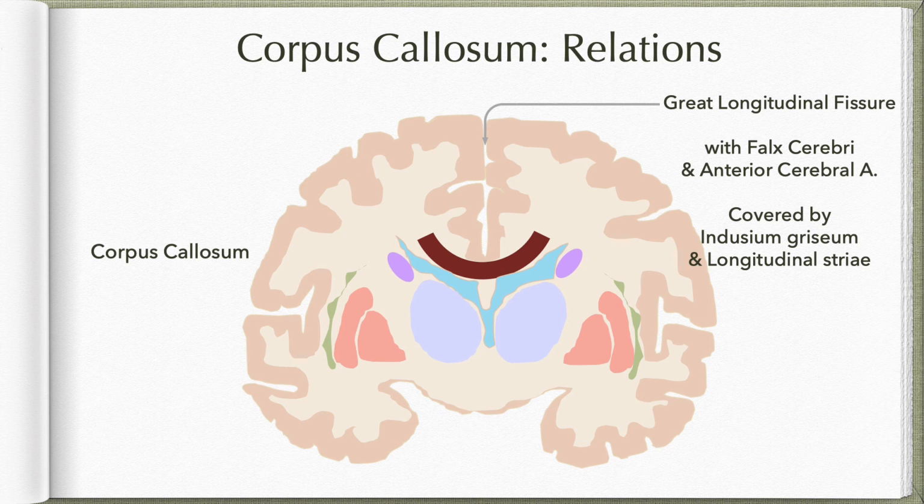Also, the upper surface of the corpus callosum is covered by a thin sheet of grey matter known as indusium griseum. This is part of the hippocampal formation which we have studied in the limbic lobe video. And that indusium griseum on either side is covered by two bands of white matter known as longitudinal striae. They are named as medial and lateral longitudinal striae.